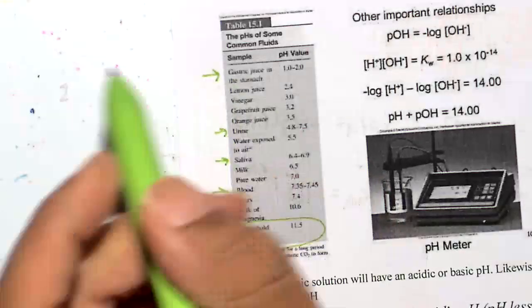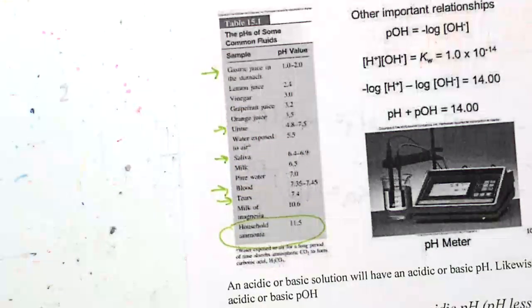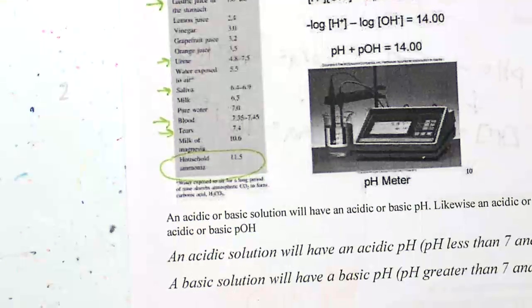Saliva, urine, blood, lemon juice, vinegar. Which means all these substances, whether they buy them at Walmart or whether they're found in the body, have some sort of acid or base component to them.